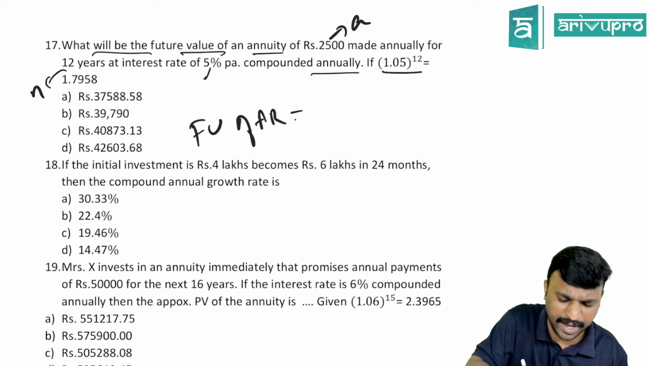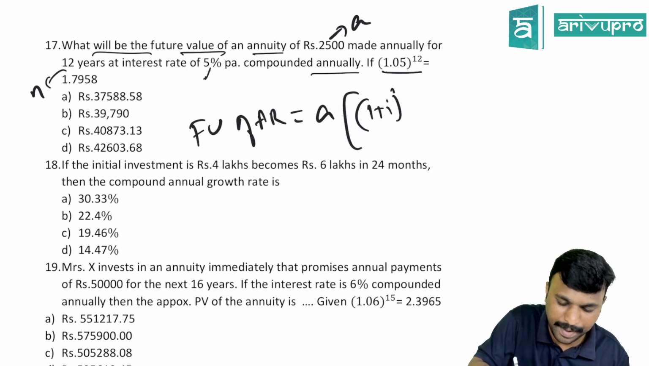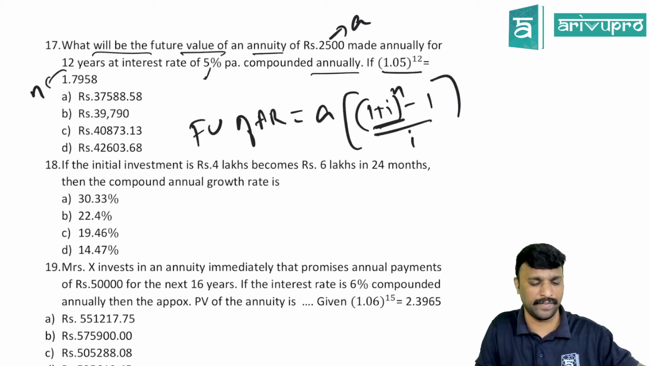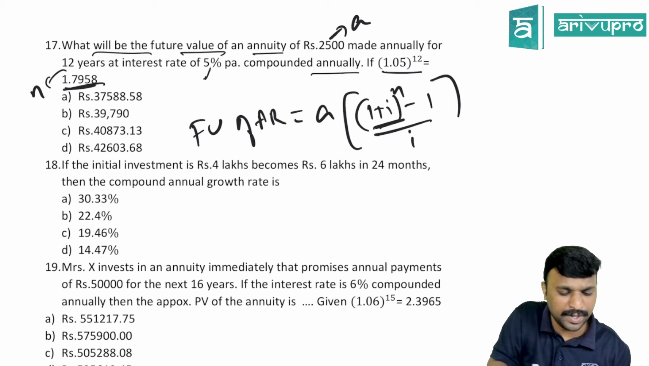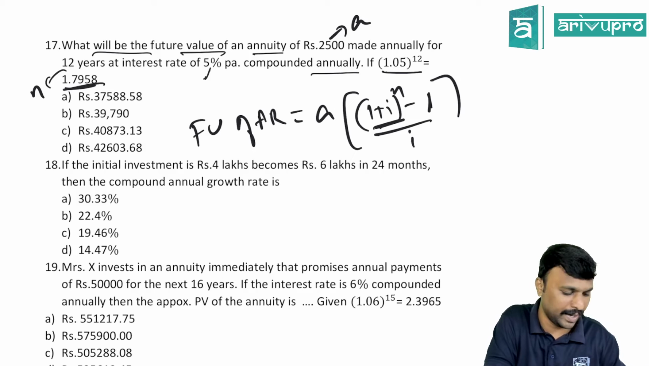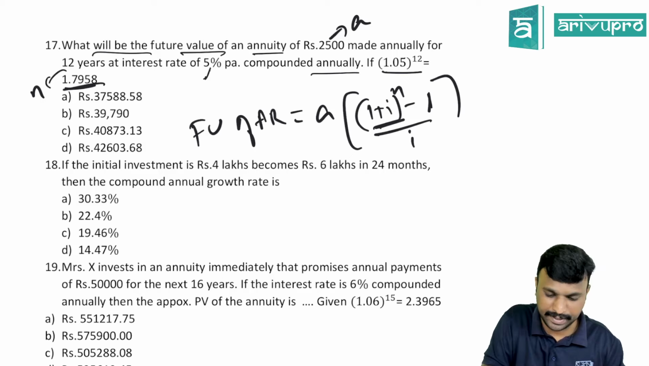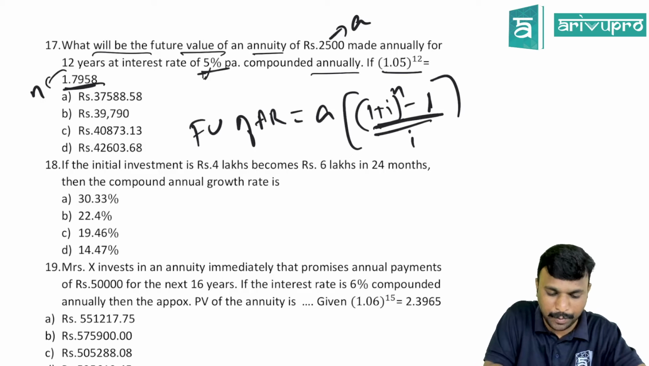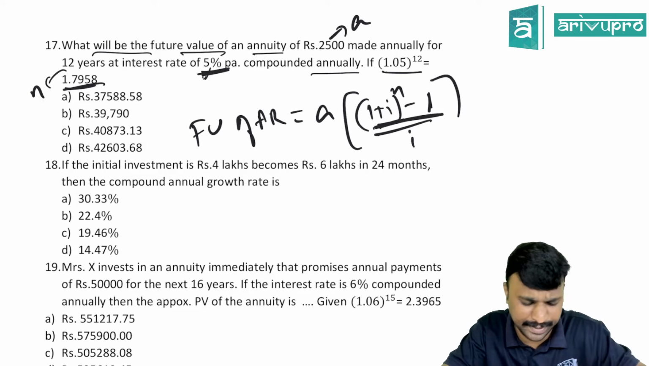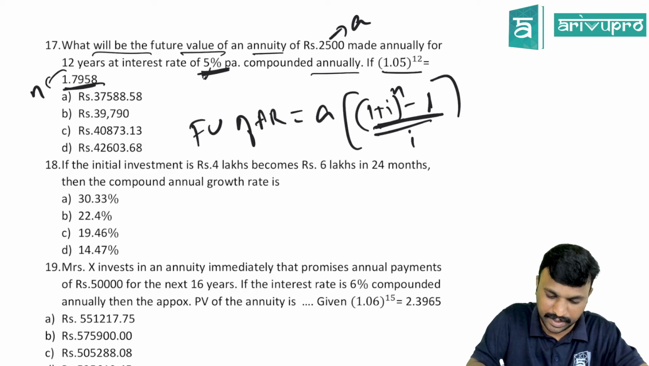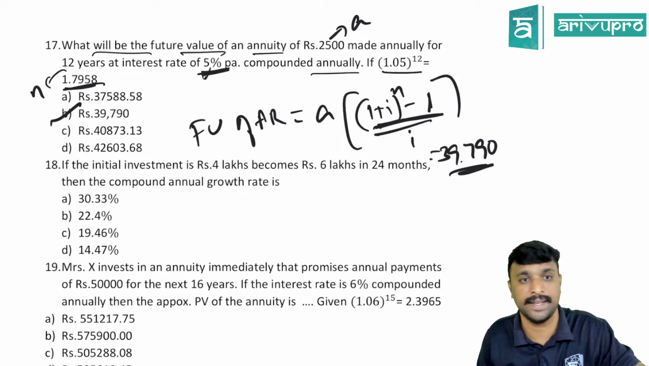So what is FV of AR? A into (1 plus i whole power n minus 1) divided by i. Guys, the interest factor is not given, rather they have given the 1 plus i whole power n value, which is 1.7958. If you subtract 1 from 1.7958, you get 0.7958. Divide by i value, which is 0.05 because 5% is 0.05, into A value 2,500, and the result is 39,790. So option B is the right answer.